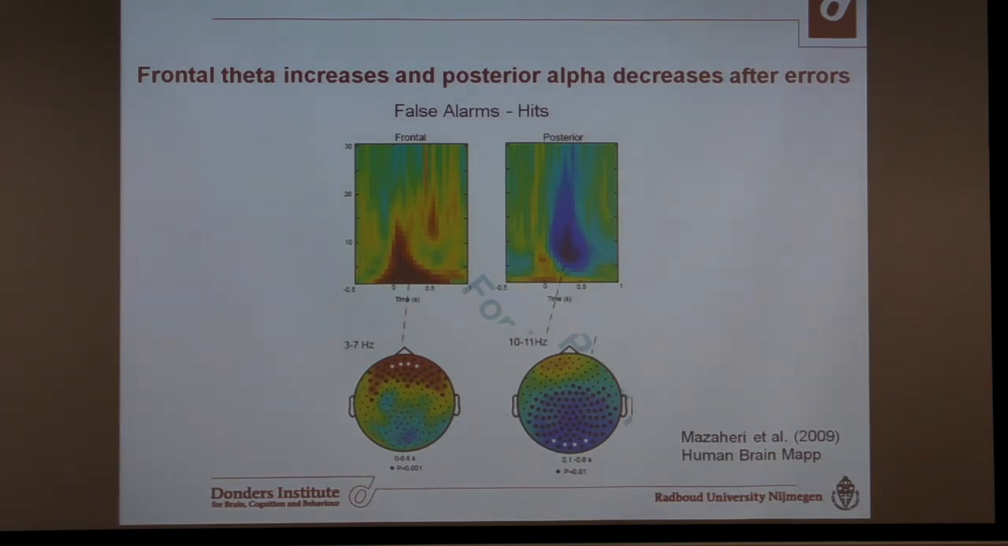So when we saw this, we were thinking, hey, could it be such that when you make an error, of course you are trying to avoid an error in the next trial, so maybe you set your functional architecture of the network such that you are less prone to make that error, and we know that alpha reflects errors, so the name of the game here would be to reduce the posterior alpha activity. So in order to look into this, we simply correlated the anterior theta activity with the posterior alpha activity on a trial-by-trial basis.